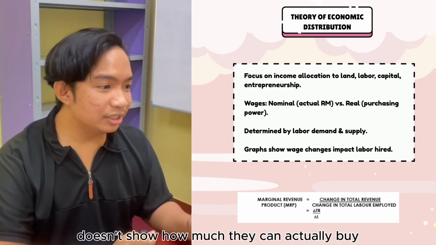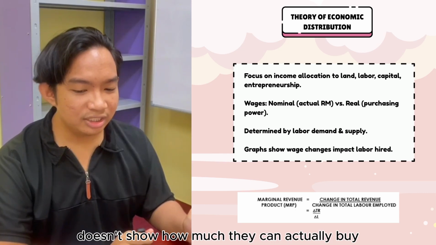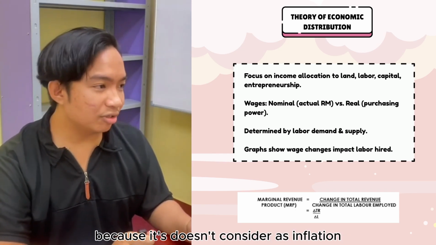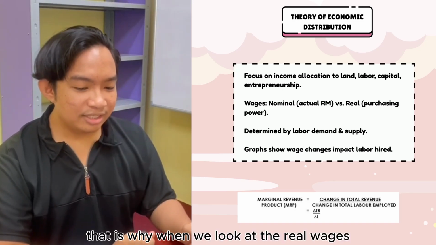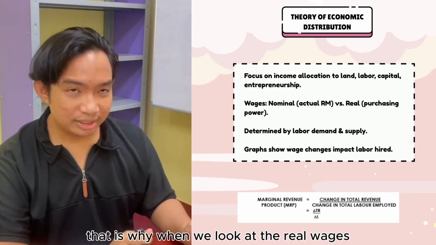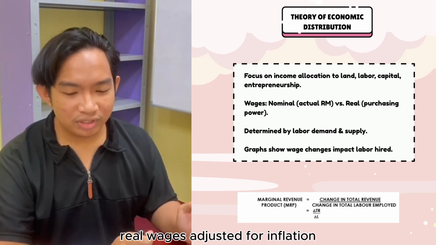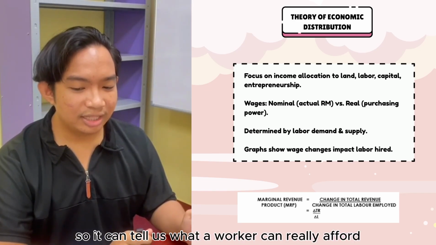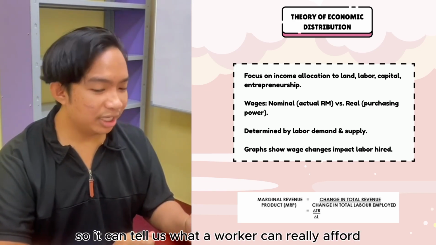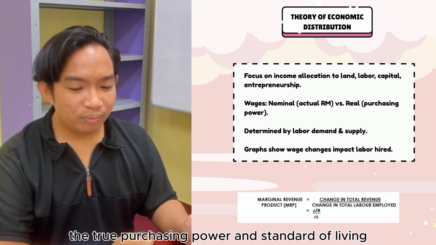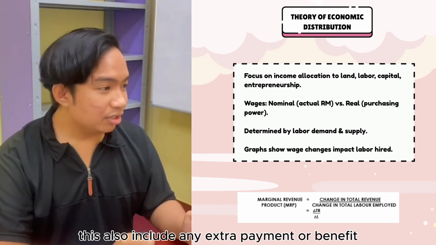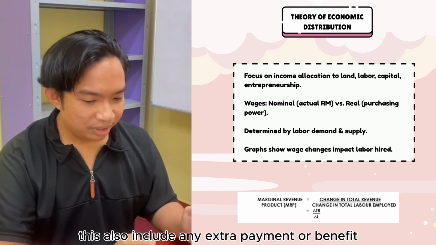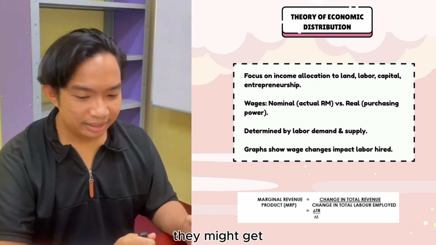But it doesn't show how much they can actually buy because it doesn't consider inflation. That is why we look at the real wages, adjusted for inflation. So it can tell us what a worker can really afford. It shows the true purchasing power and standard of living. It also includes any extra payment or benefit they might get.